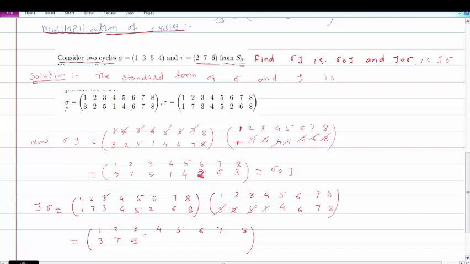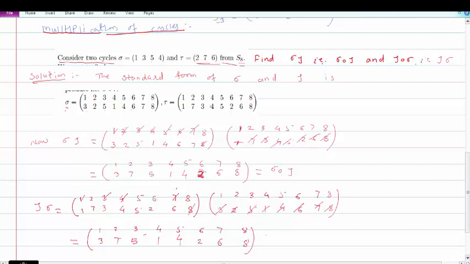4 goes to 1 here and 1 goes to 1. 5 goes to 4 here, 4 goes to 4. 6 goes to 6 and 6 goes to 2 here. 7 goes to 7 and 7 goes to 6. 8 goes to 8 and 8 goes to 8.